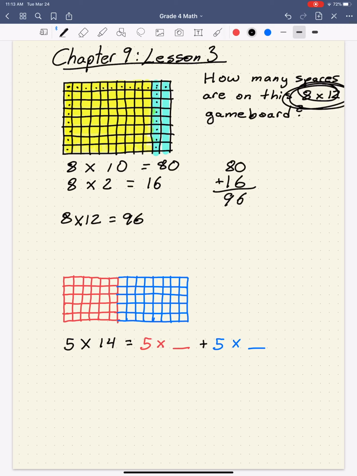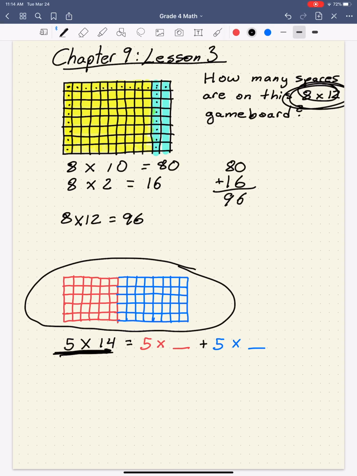So we have an array here, that's what these are called, and it's already broken up for us. So the red section, we had to figure out what are we multiplying. The whole array all together is 5 times 14. The red section is 5 times 1, 2, 3, 4, 5, 6. So we're going to put a 6 right here, 5 times 6. And the blue section is 5 times 1, 2, 3, 4, 5, 6, 7, 8. So that's our two smaller sections.